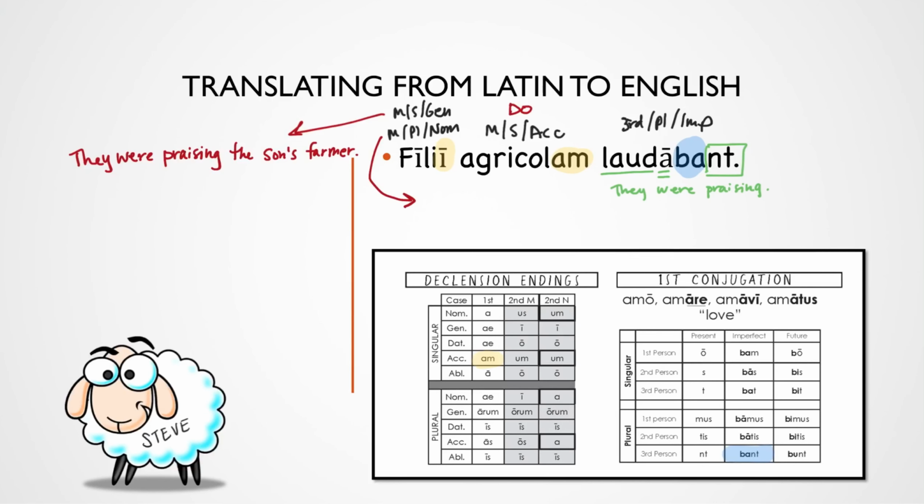So if filii is masculine plural nominative, it replaces the they in our verb. So that would translate as the sons were praising the farmer. That makes a little bit more sense, to be praising the farmer. So we're going to go with that option. Be sure to choose the best option you can when translating from Latin to English.